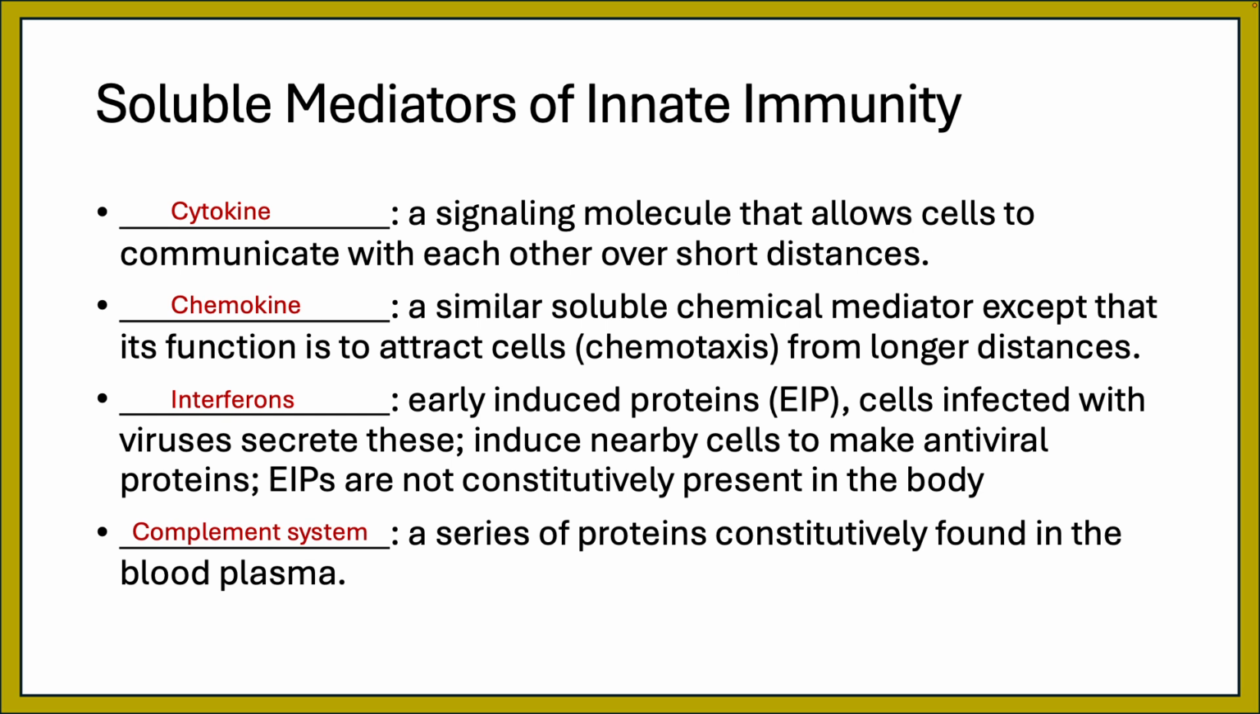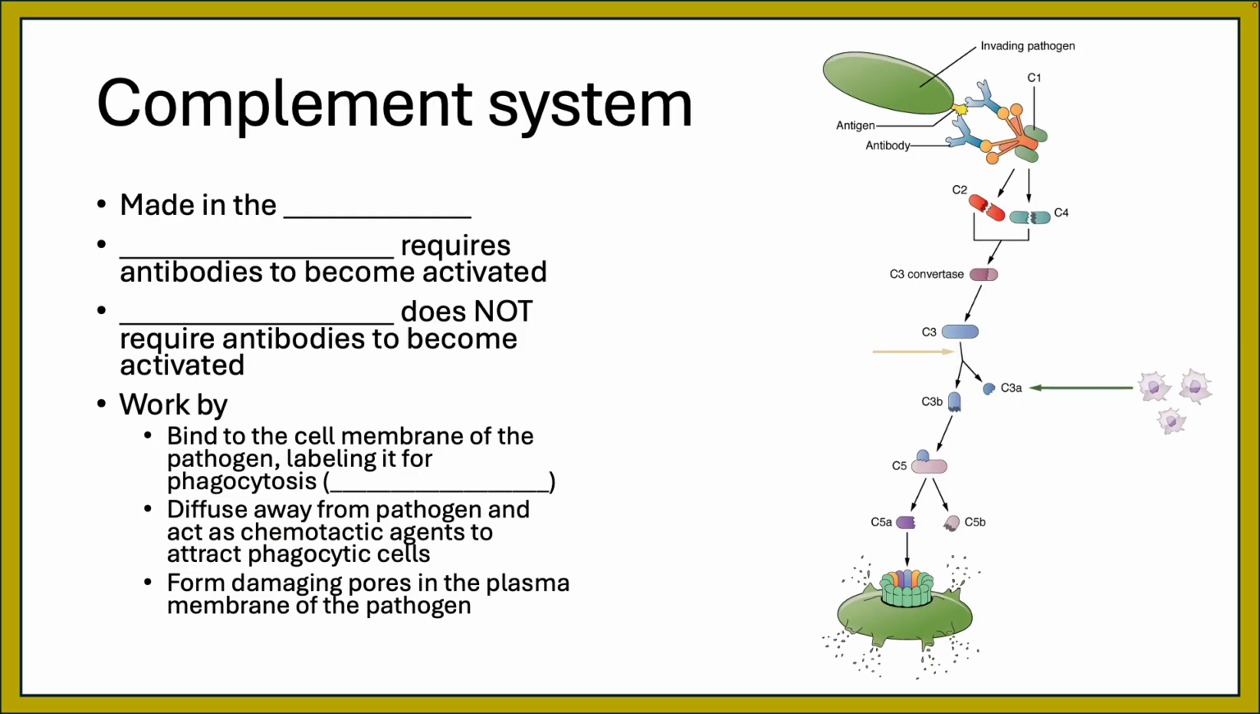This clues other cells that you need to start making antiviral proteins, and will help draw some of the innate immune system cells to that cell to get rid of it. And then another powerful soluble mediator is the complement system, which is actually a series of proteins that are going to act in a couple of different ways.